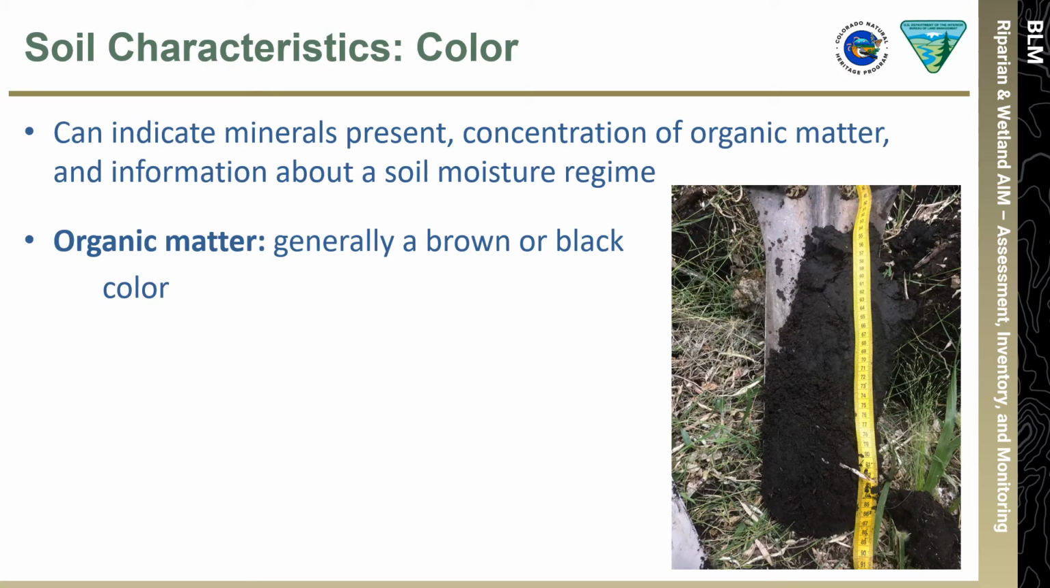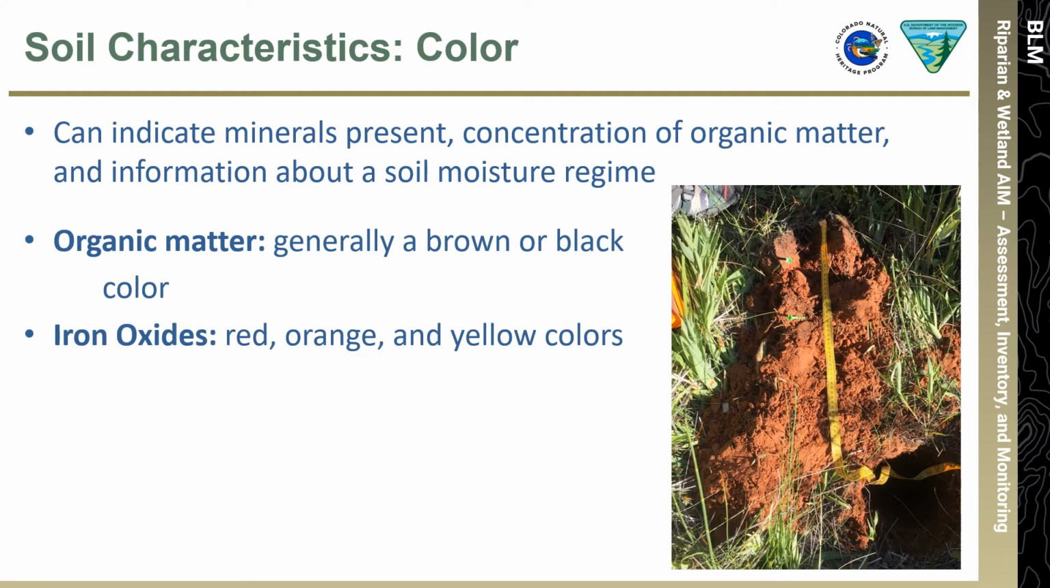The second soil characteristic I want to cover is soil color. Soil color can indicate minerals present, the concentration of organic matter, as well as information about a soil moisture regime. Generally, there are 3 main components of soil with their own distinctive color palettes. First, organic matter tends to have a very dark color.